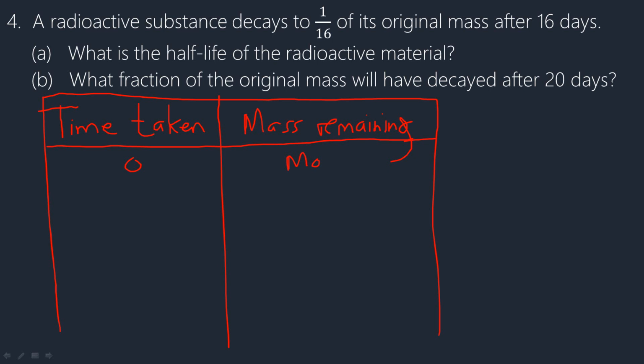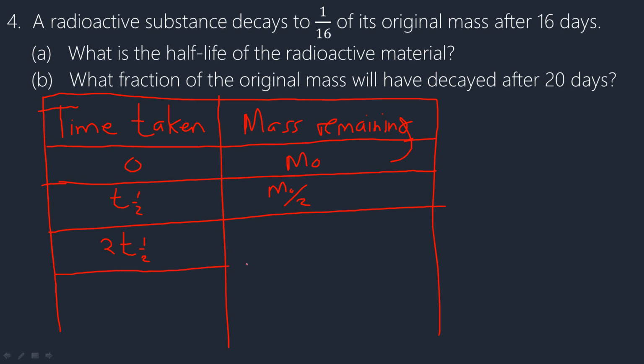Now we are going to keep putting the decays until we get m0/16, because it's saying a radioactive substance decays to 1/16 of its original mass. That means we show the decays until we have 1/16 of m0, which is m0/16. Now let's go. So here we will have, after 1 half-life, t1/2, this one will become m0/2.